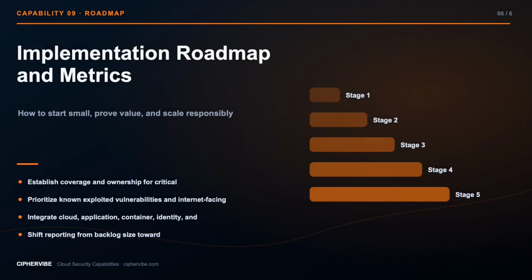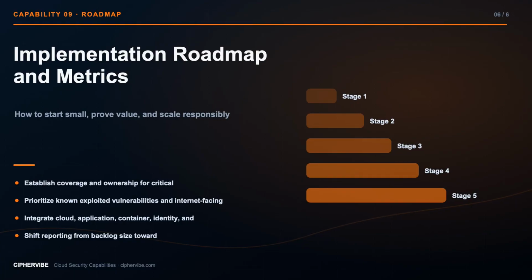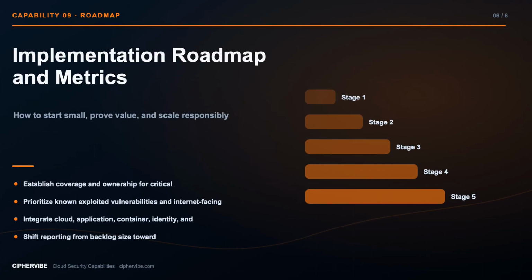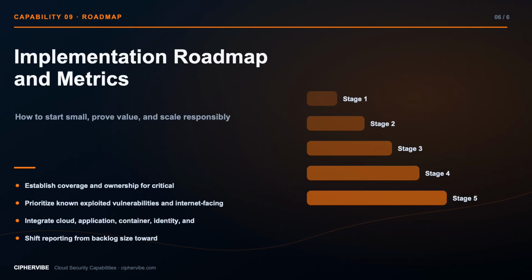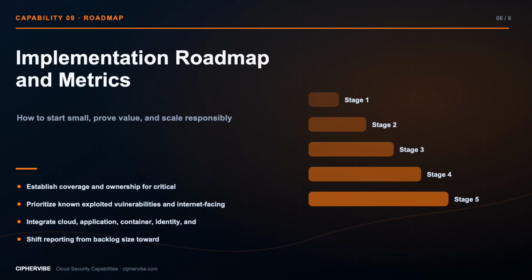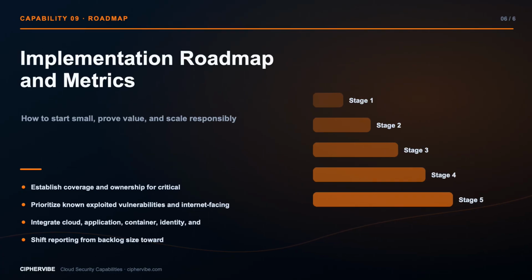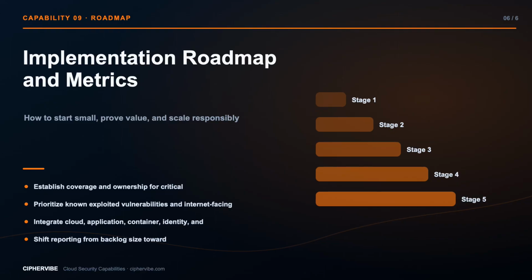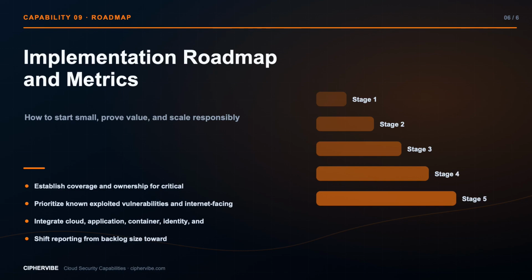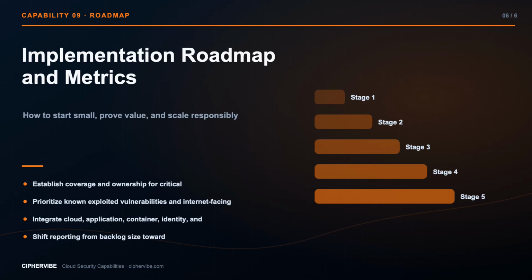A practical implementation roadmap for vulnerability and exposure management should build trust before scale. First, establish coverage and ownership for critical assets before optimizing scoring models. Second, prioritize known exploited vulnerabilities and internet-facing systems with meaningful business impact. Third, integrate cloud, application, container, identity, and external exposure evidence.